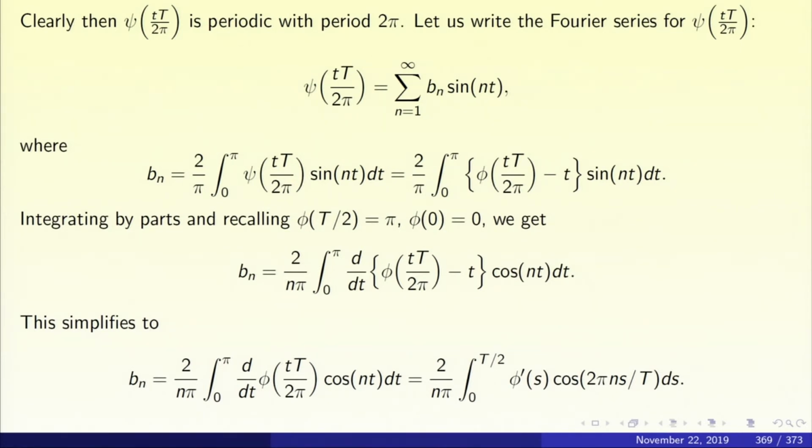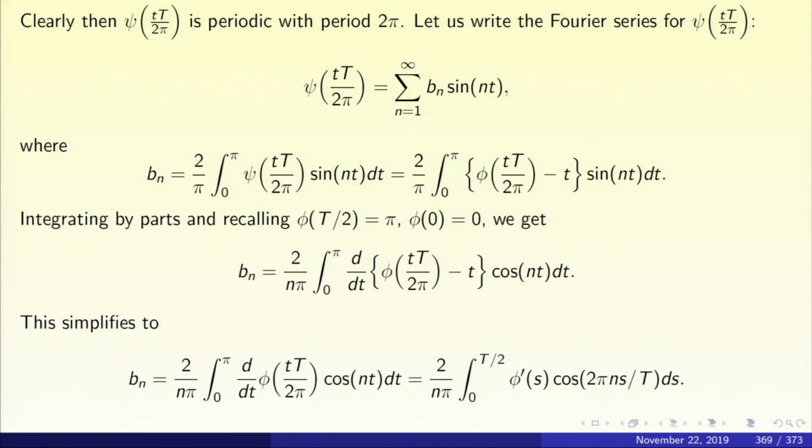So psi of t times T upon 2 pi is the summation n from 1 to infinity of b_n sine nt. So b_n equals 2 upon pi integral 0 to pi of psi of tT by 2 pi sine nt dt, which can be written as 2 upon pi integral 0 to pi, putting the definition of psi, phi of tT by 2 pi minus t, sine nt dt.